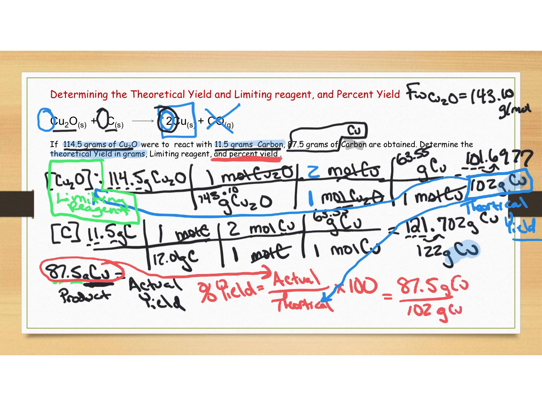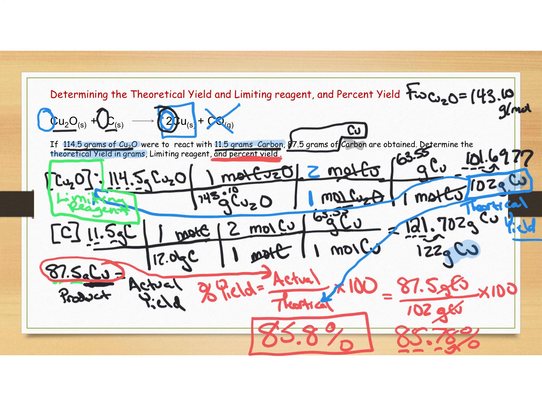I'll put these units in here for you to notice how they cancel out. Grams of copper, times 100. So 87.5 divided by 102 times 100 gives me 85.78% yield. Now again, we're keeping with the concept of three significant figures. So I look over here. The correct answer I would report on my homework is 85.8%.